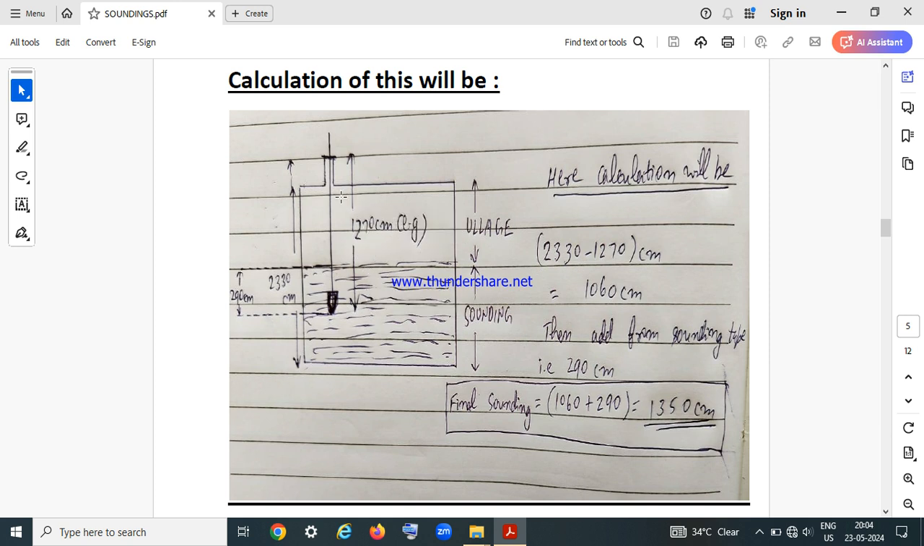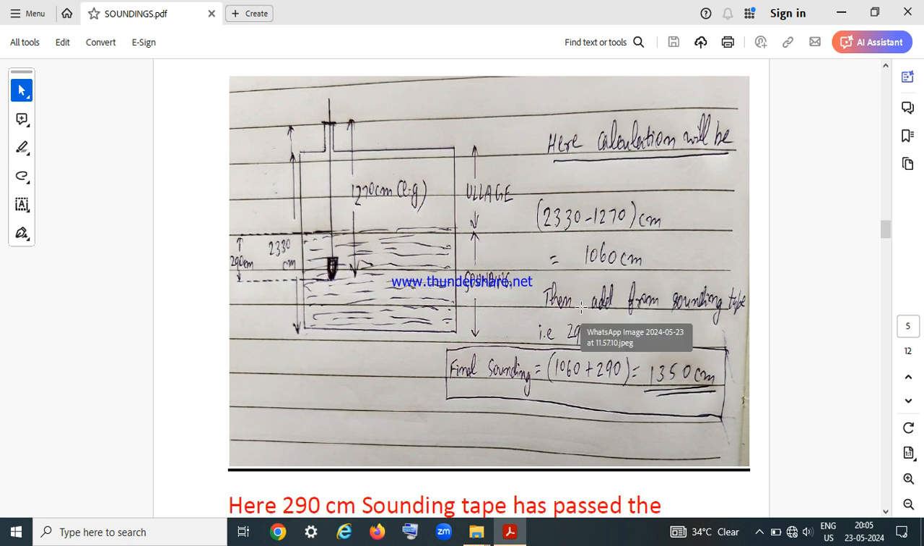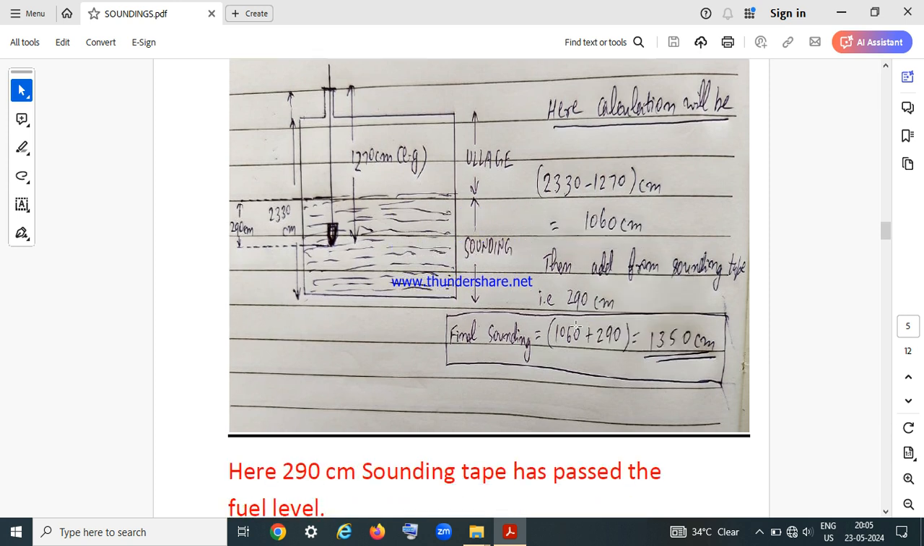But once you are sure, once you understand how to calculate, and if some fuel is coming on the sounding tape, then it will be easy, and this is the method which we are using to calculate the sounding. So this is our final sounding: the depth of the tank minus how much of the sounding tape we have put, plus whatever level was showing on the sounding tape. So this is our final sounding.